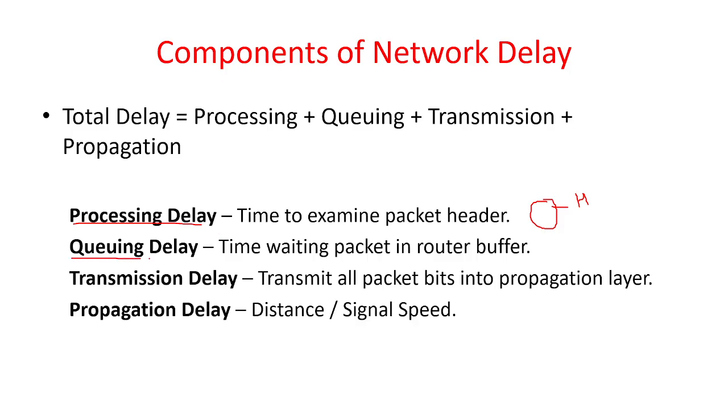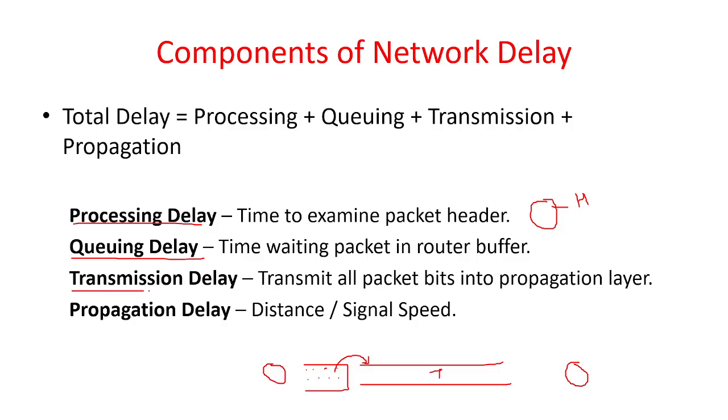The second one is the queuing delay. It's the time a packet waits in a queue before being transmitted into a propagation layer. If you look here, this is the actual transmission line, this is a source node, and this is a destination node, and these are the packets that are traveling. The amount of time this packet spends in this queue before getting transmitted into this actual transmission line is called the queuing delay.